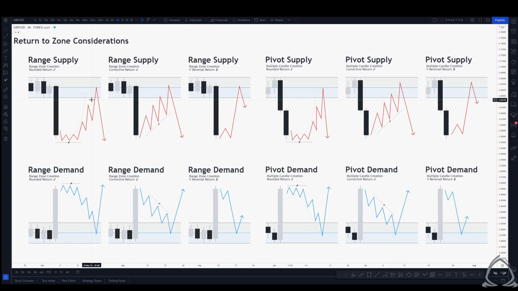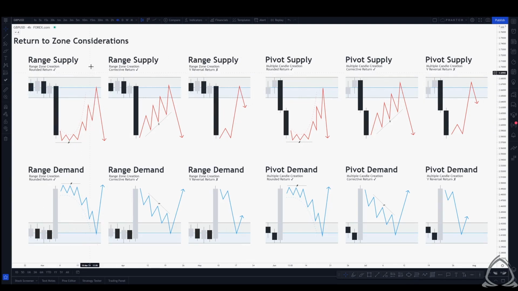There are three different ways that price is going to return to a potential supply or demand zone. We have a rounded return, a corrective return, or a V reversal return. Each one of them has its pros and cons, and we'll go through those right now.